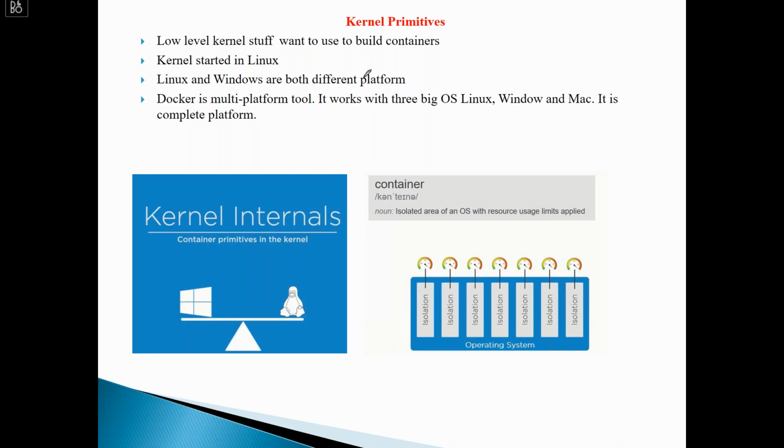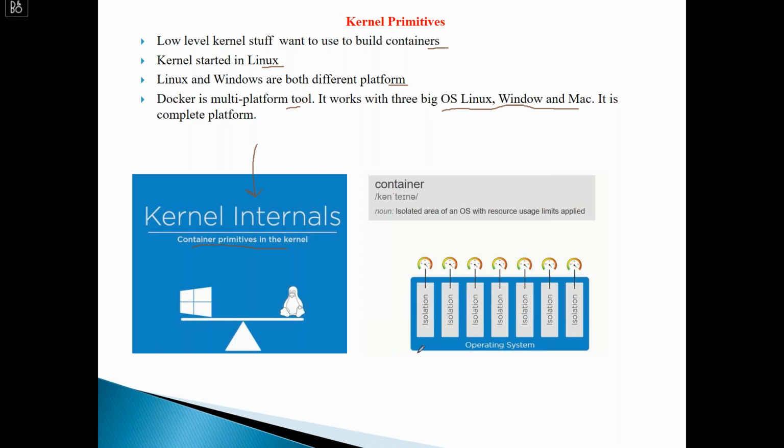Low-level kernel stuff is used to build containers, and the kernel started in Linux. Linux and Windows are different platforms. Obviously, Docker is a multi-platform tool. It works with three big operating systems: a Linux platform, Windows, and Mac operating system. It is a complete platform. Kernel internals will help with container primitives in the kernel.